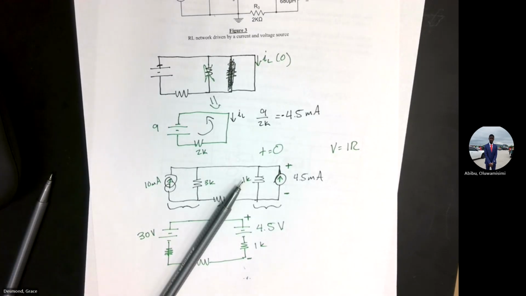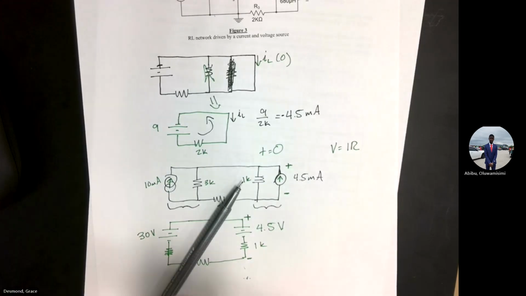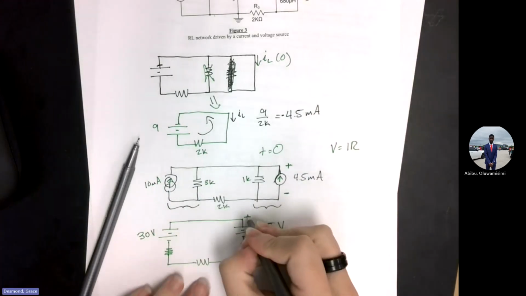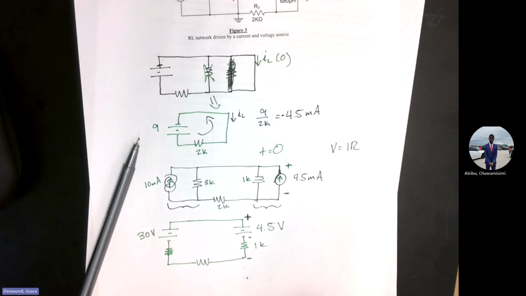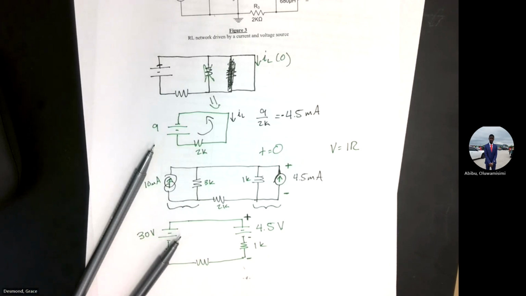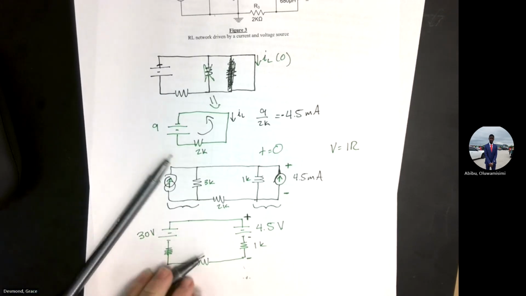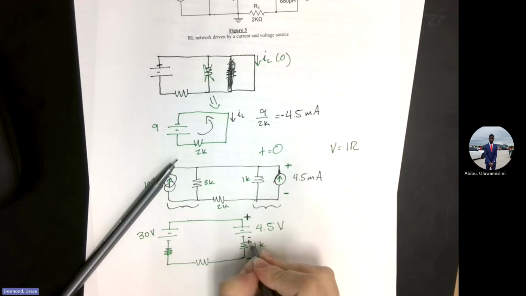What do we think? We know the voltage drop from here to here is 4.5, right? But we need the voltage drop from here to here. Can we add anything to find that whole voltage drop? Can we add the voltage drop over this 1K?